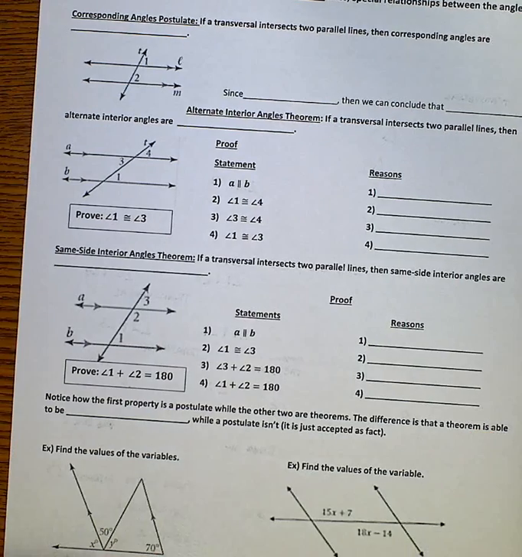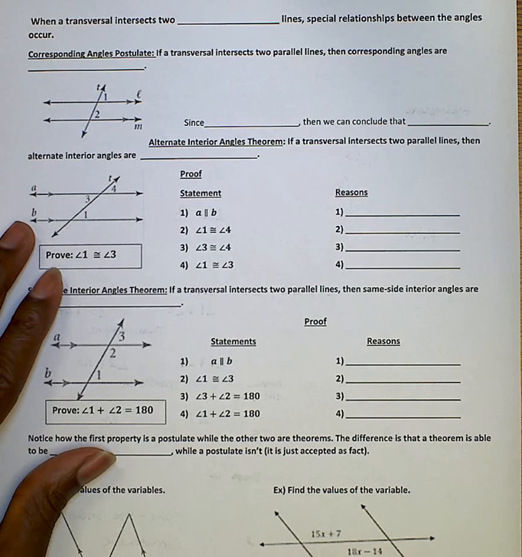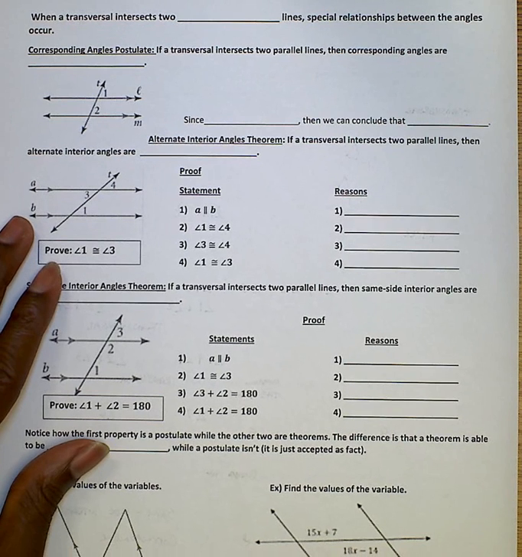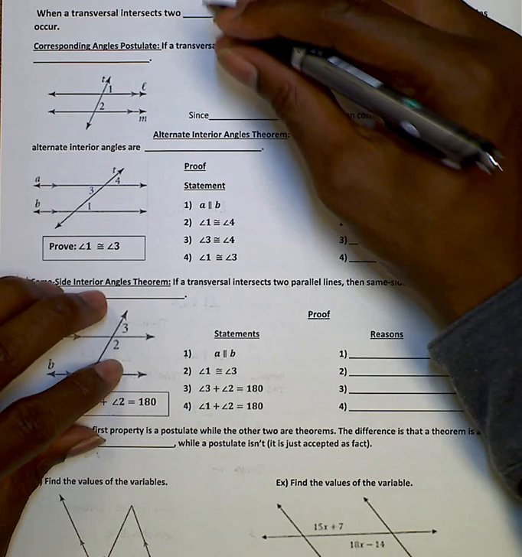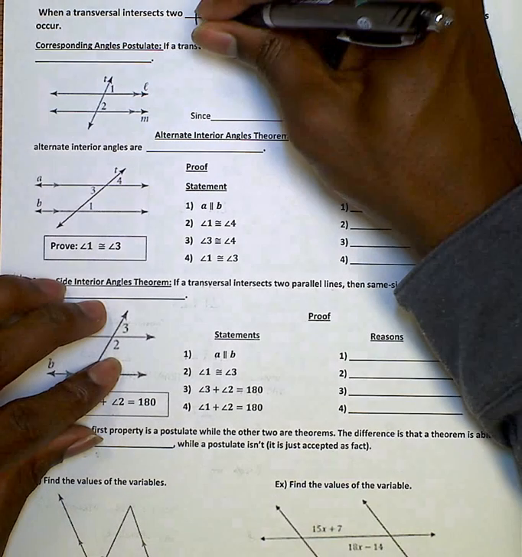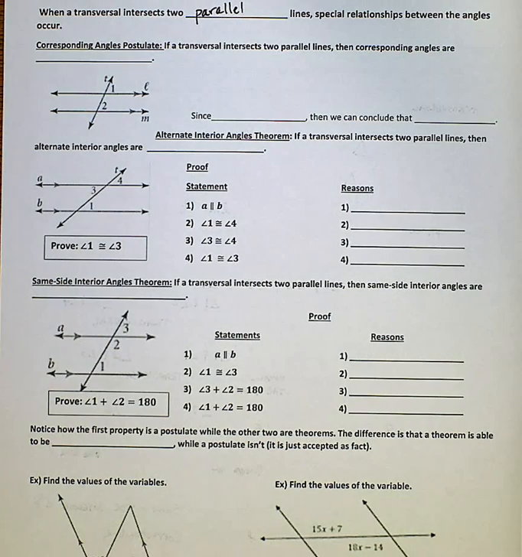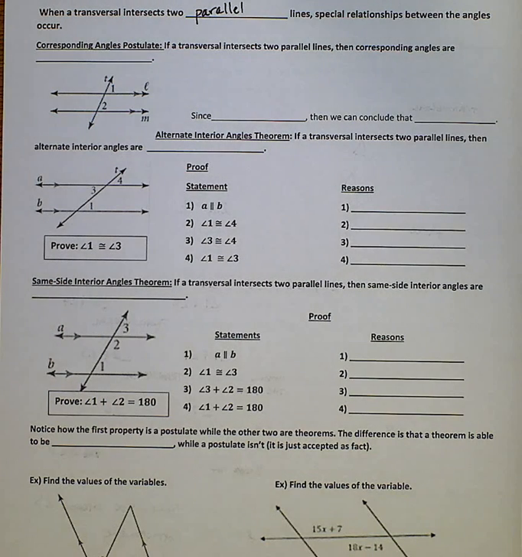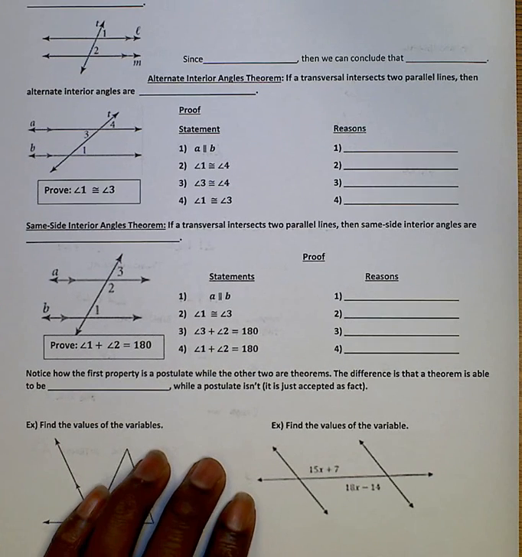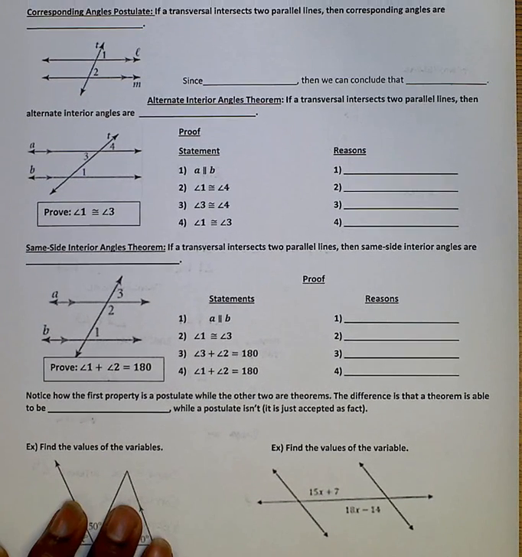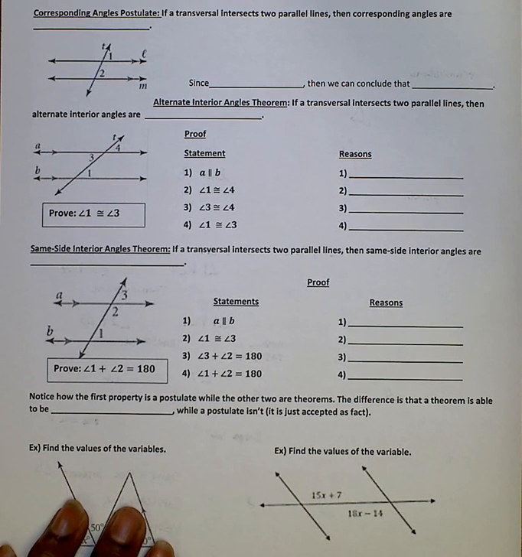All right. So we identified angle pairs just to identify them. But when a transversal intersects two parallel lines, something special happens. Special relationships between the angles occur. And so we're going to talk about a couple of the postulates and theorems that go along with these angle pairs when we run into a transversal intersecting parallel lines.